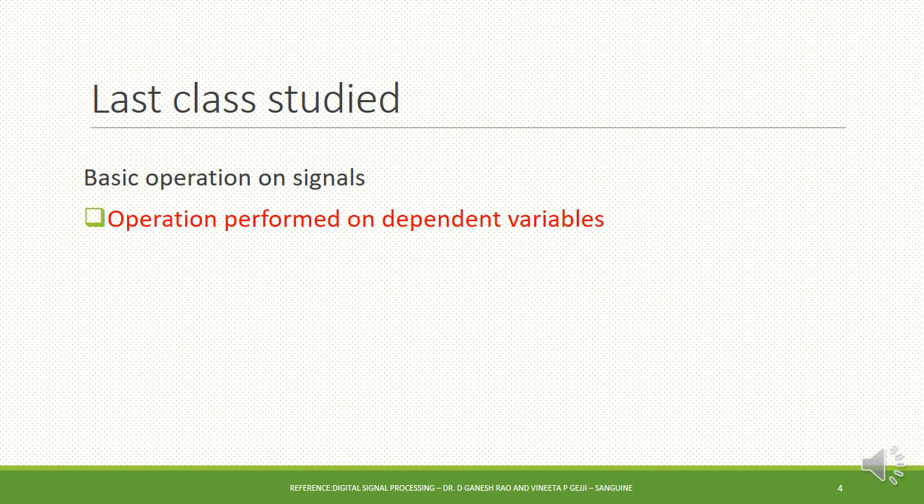In the last class we studied the basic operations performed on signals. In the basic operations on signals, there are two types of operations: one is basic operations performed on dependent variables, and the other is on independent variables. In the last class we completed the operations performed on dependent variables. What are the operations we studied?